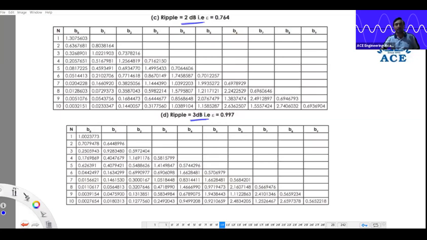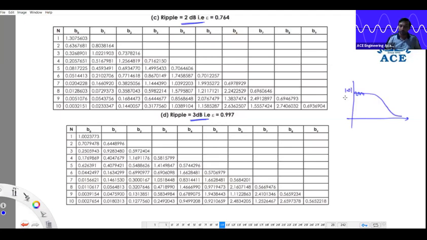Ripples are not unwanted, sir. They will reduce the order. Ripple means you don't feel 100% will be there. I will show you. You are expecting a magnitude level of 1, or not? It will be slightly more.